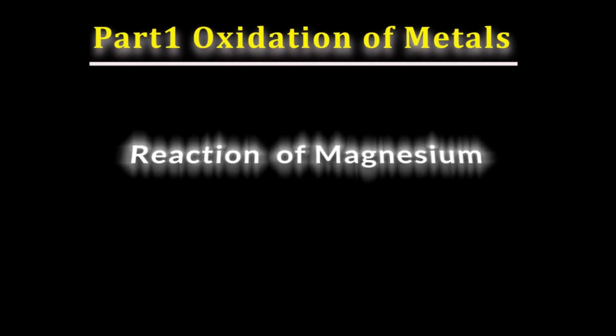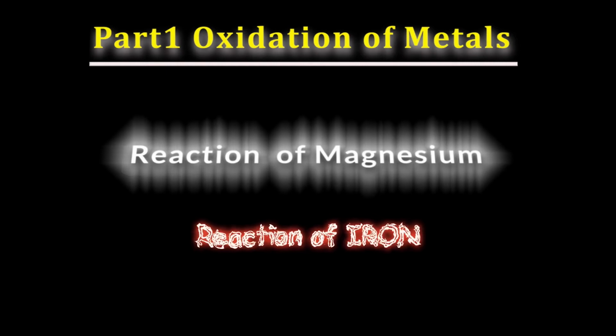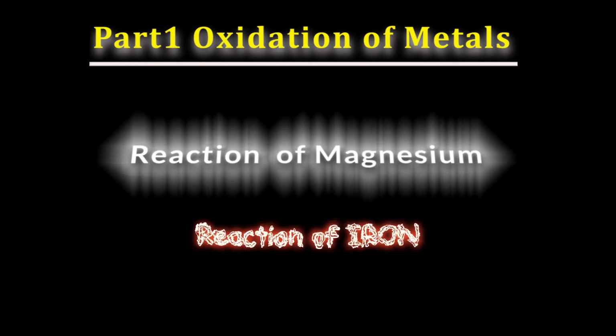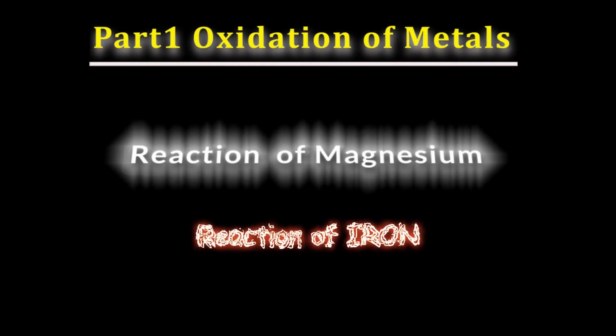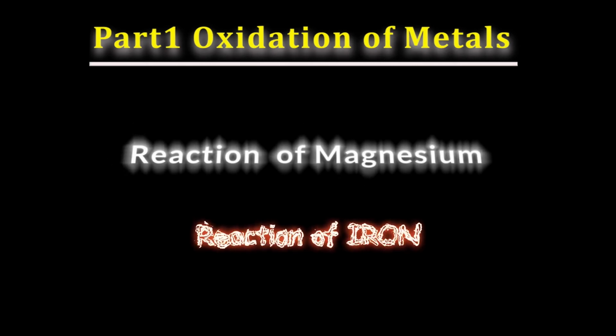Part 1, Oxidation of Metals. In this experiment, you will observe the reaction of magnesium with oxygen and iron with oxygen using a Bunsen burner to ignite the metals. At the end of the video, answer the questions in the lab manual. Write the balanced chemical equations for these reactions.